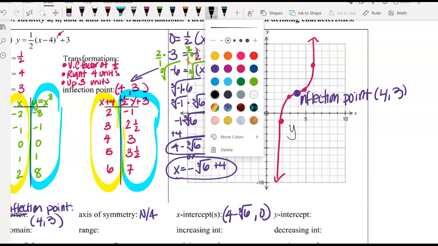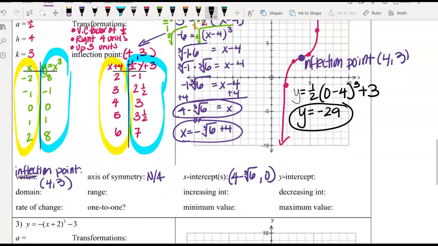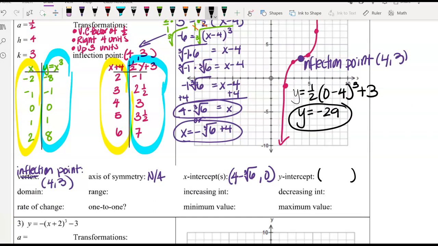So y-intercept, students, is just like always, when x equals 0. So we're going to say 0 minus 4 to the third plus 3, okay? And then we're just going to do some basic math. 0 minus 4 is -4. Now, -4 to the third power is -64. Half of -64 is going to be a -32, and a -32 plus 3 is now going to be a -29. Now, if you can't do basic math right now in your head, that's okay. Just take out a calculator and try to get that calculated.